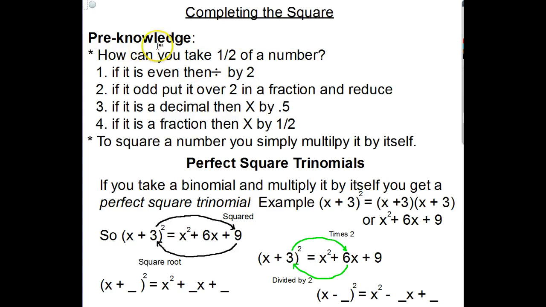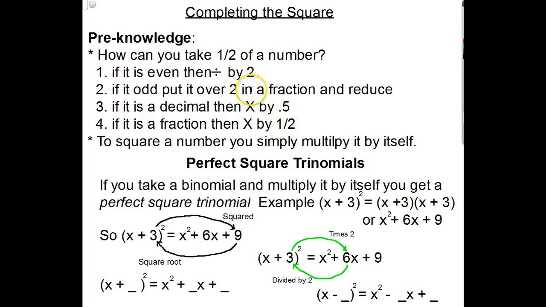There's some pre-knowledge that we need to already know before we start on this, and that is, how do you take half of a number? Seems elementary, but let's go ahead and talk about it. If you're taking half of an even number, then you simply divide it by 2. If the number's odd, you just want to put it over 2 and reduce if you can. If it's a decimal number, then we'll simply multiply it by 0.5. And if it's a fraction, then we'll multiply it by the fraction 1/2.